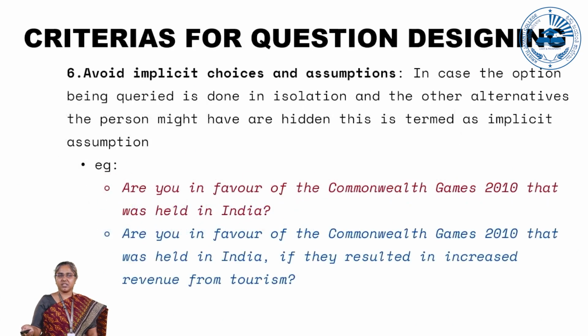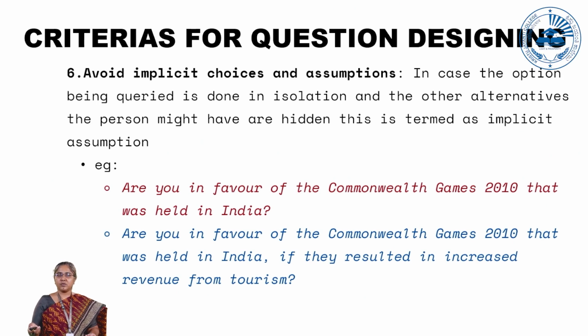The sixth criteria would be to avoid implicit choices and assumptions. So usually in some questions, sometimes you might hide some of the alternatives and you might just give one option for the respondent to understand. And here he will not be able to give his proper view. For example, are you in favor of the Commonwealth Games 2010 that was held in India? Over there, it's just trying to find out if he liked it or not. No other factors are involved, and why you're asking the question is not answered over there.